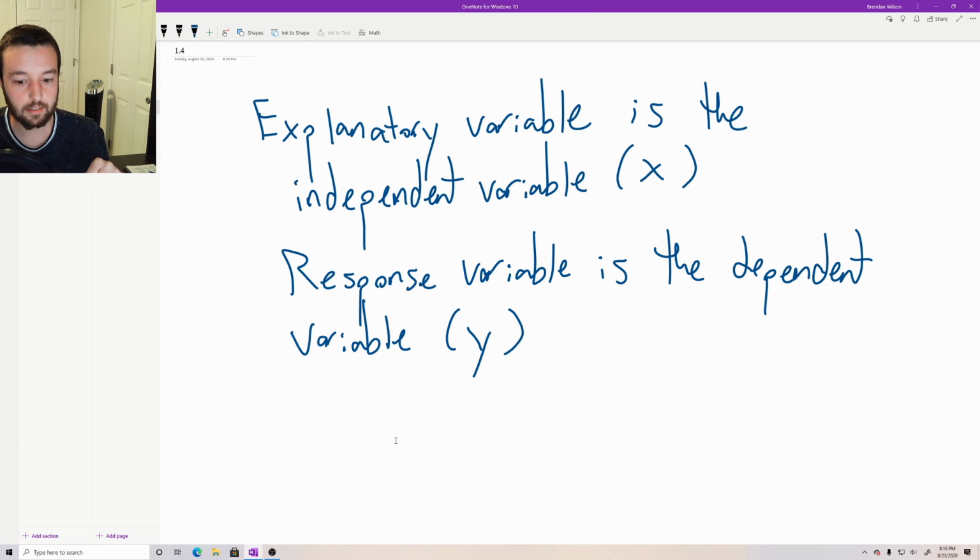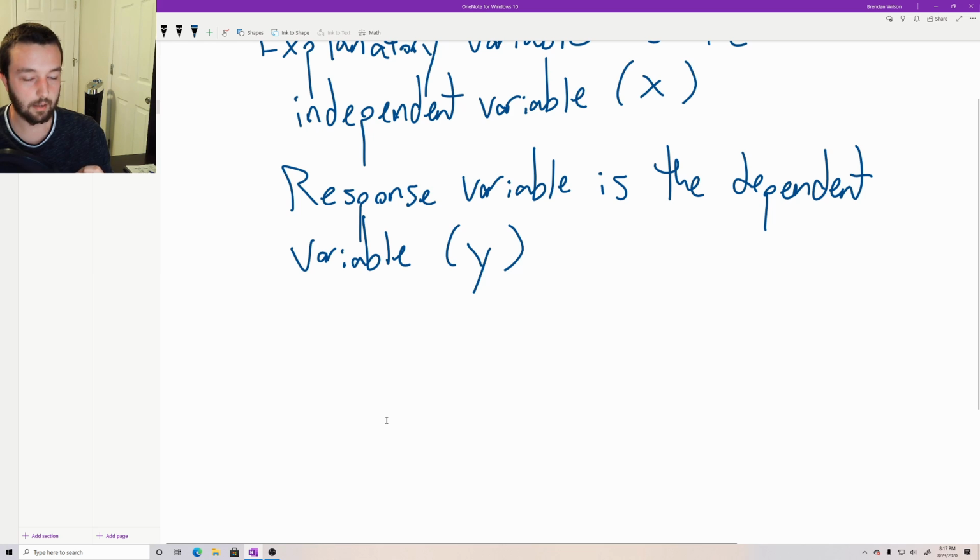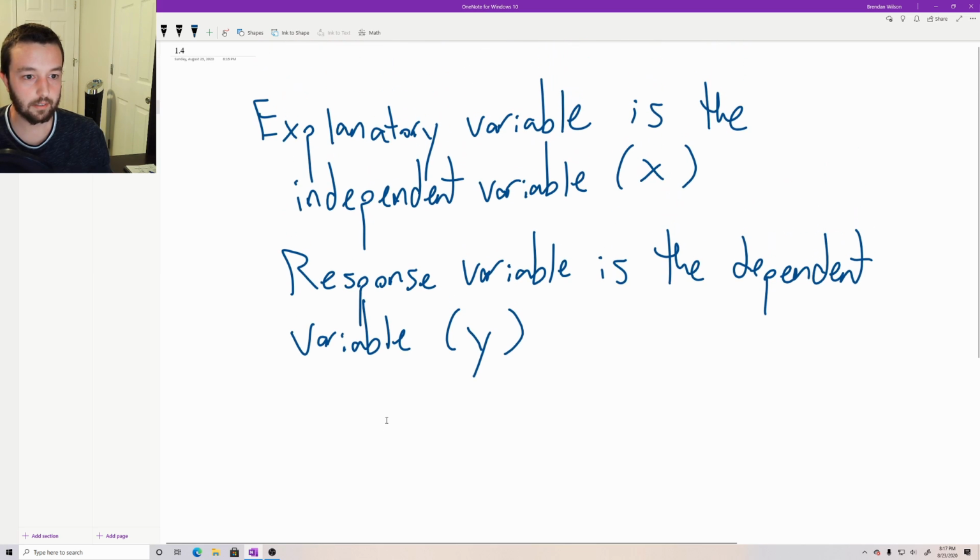So if you're testing the effects of vitamin D on brain health, for example, then vitamin D is your explanatory variable. It's the thing that's doing the changing. Your brain health is the response variable. It's the thing that's being changed. Okay. So that's just a quick explanation of that.